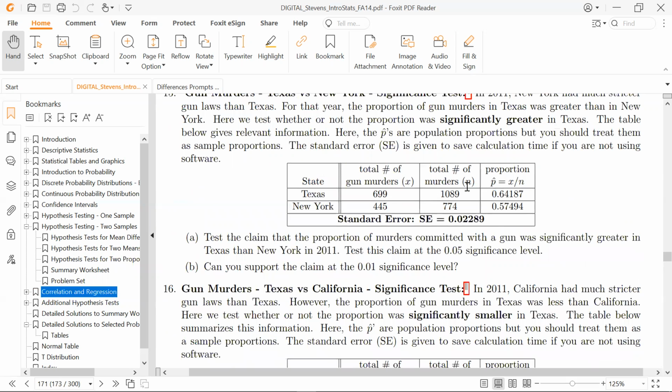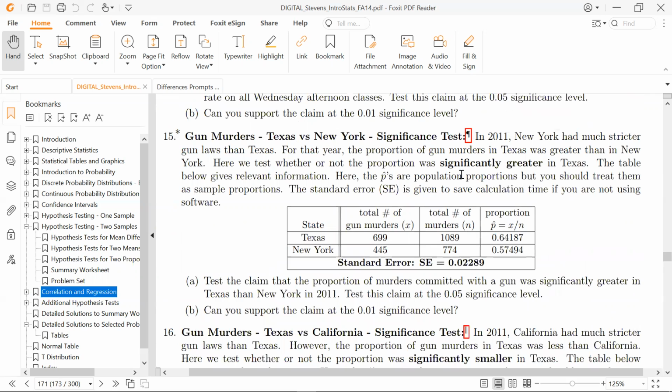Okay, so do you see how all of these are just whether they're different or not? And so if I want to do this gun murders one, this is one of the ones that has Dr. Stevens' formula work in the back. But all we need to worry about is here. Let me get a piece of paper and copy this. If I go to Rossman Chance, I'm going to write down, let's see, for Texas it's 699 out of 1089, and for New York it's 445 out of 774. And we're trying to test the claim that the proportion of murders committed by gun was significantly greater in Texas than in New York in 2011.